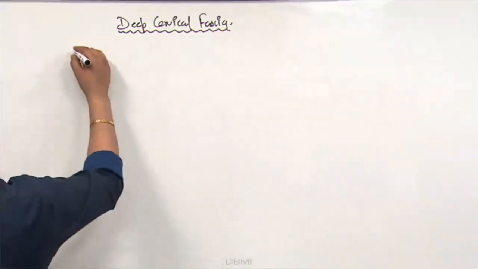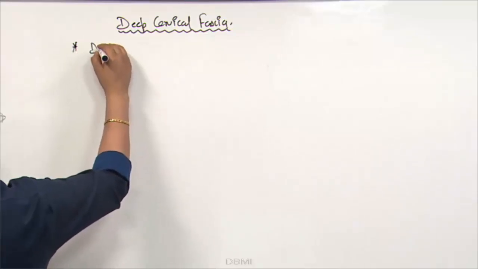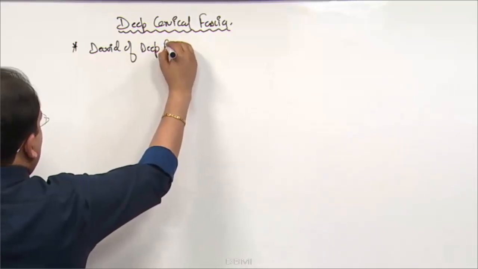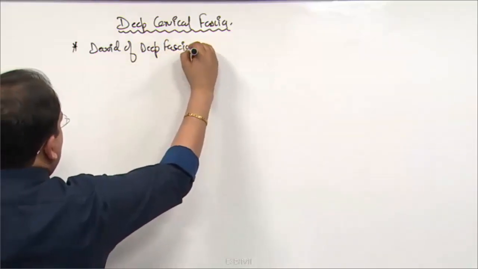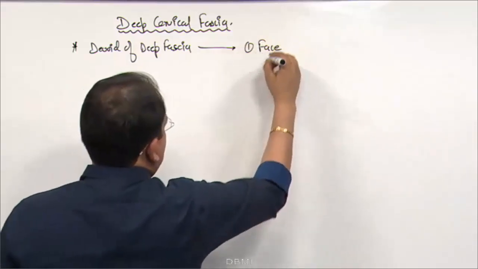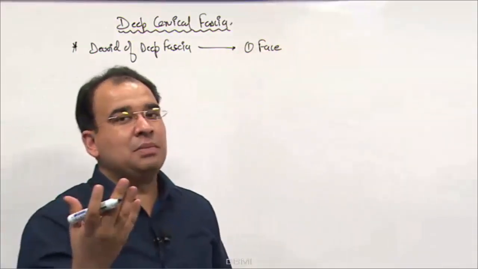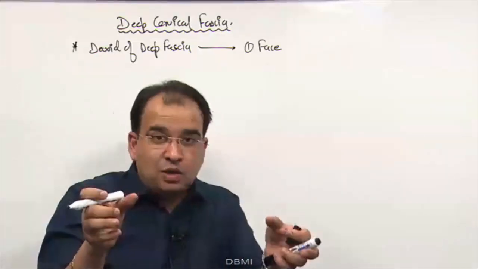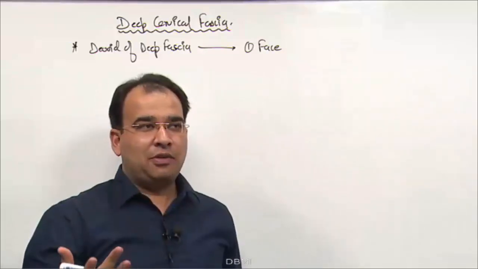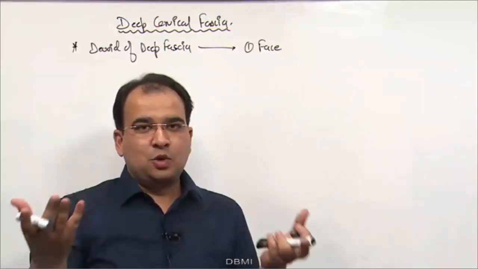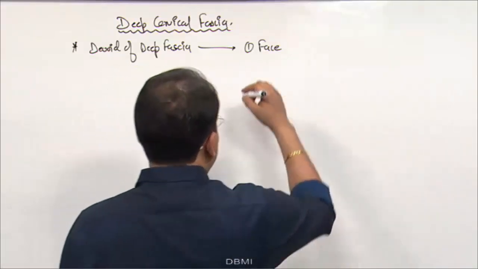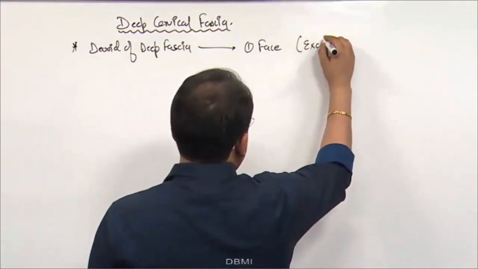Now there are certain regions in the body which are devoid of deep fascia. What is devoid of deep fascia? One is the face. There is no deep fascia on the face. The facial muscle has to originate from the bone and insert onto the skin, so there is no deep fascia. If there were deep fascia on the face, then our face would be like a masked face. There would be no facial expression because the muscle would not be able to reach the skin. So the face, except the parotid region.